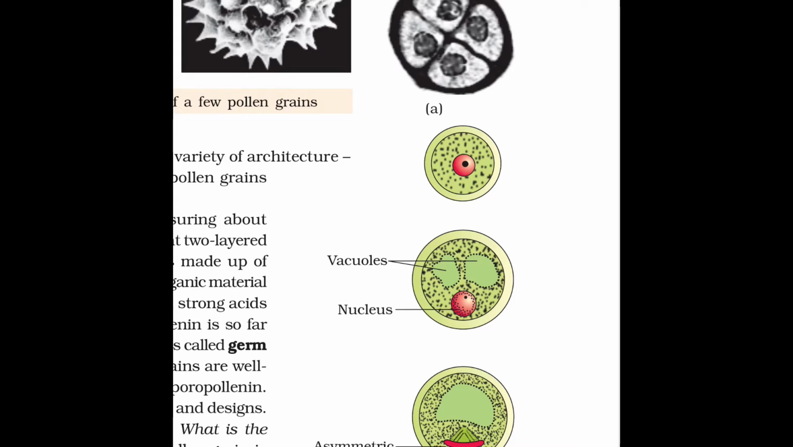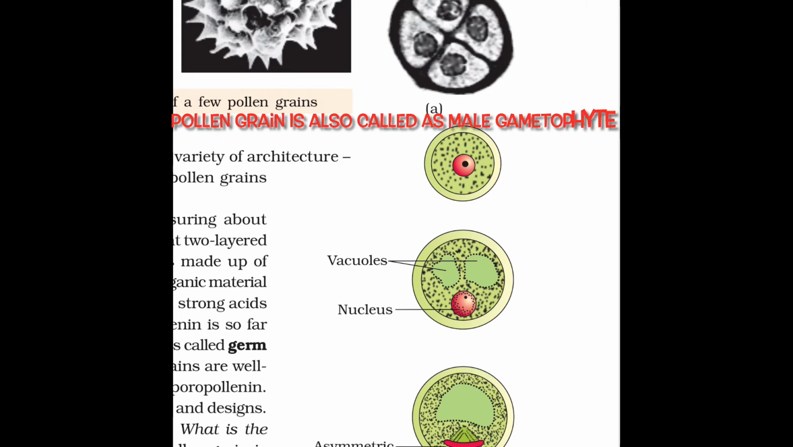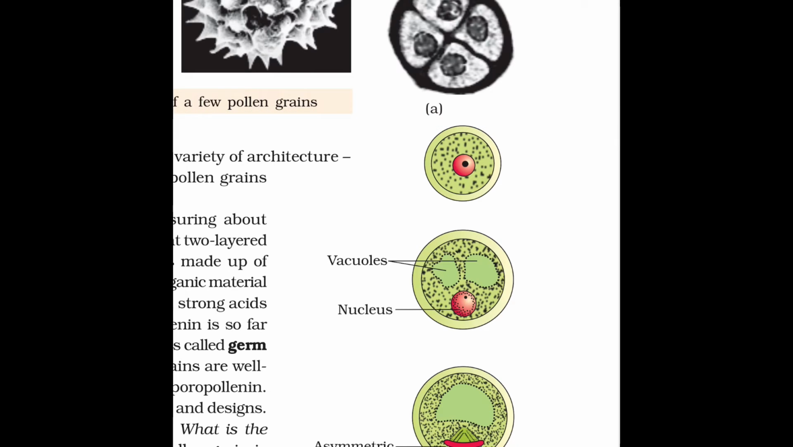It's very hard and tough. Why is it so hard and tough? Because nature has to protect pollen grains from desiccation and dying. If they are not protected, they can die, and if there are no pollen grains, there is not going to be any fertilization. That's why the pollen grains are covered with sporopollenin, which is a very hard material.